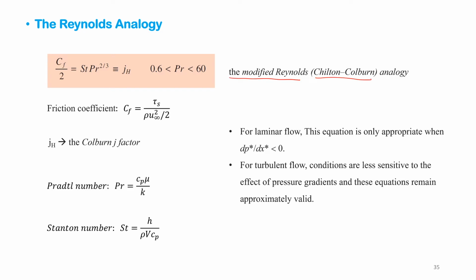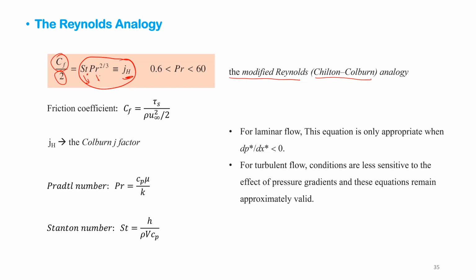So the equation is straightforward. It is telling us the coefficient of friction divided by 2 is equal to the Stanton number multiplied by Prandtl number to the 2/3 power. Alternatively, we can say the Colburn J factor is equal to Stanton number multiplied by Prandtl number to the 2/3.